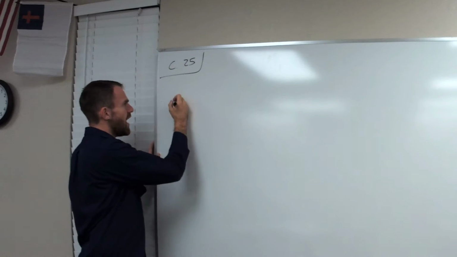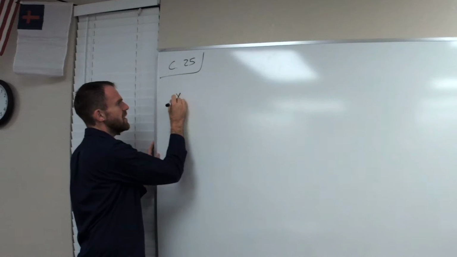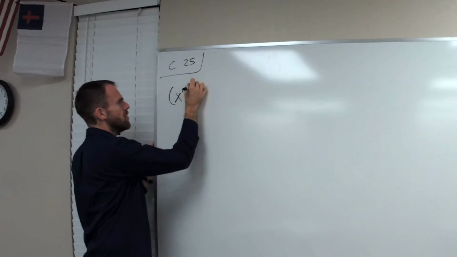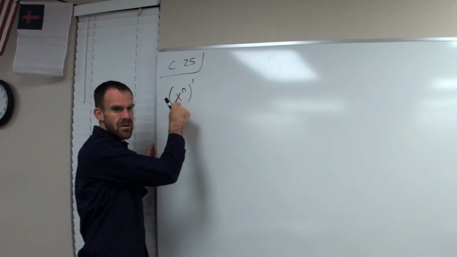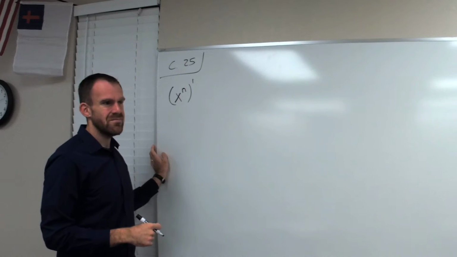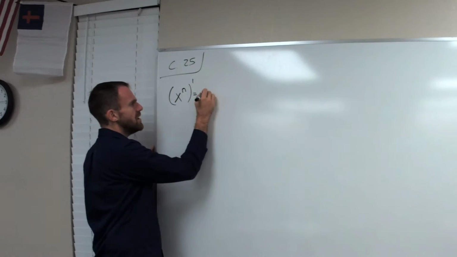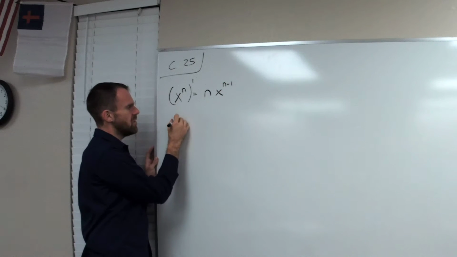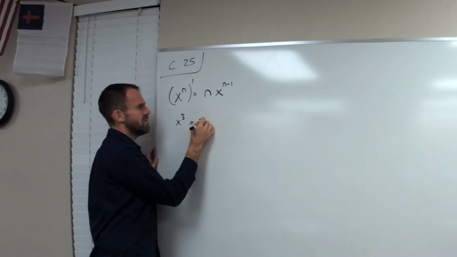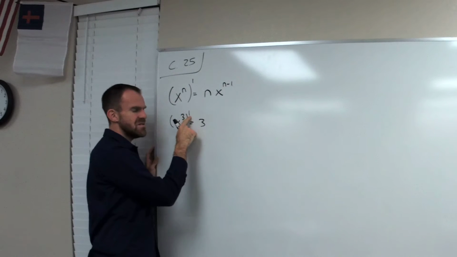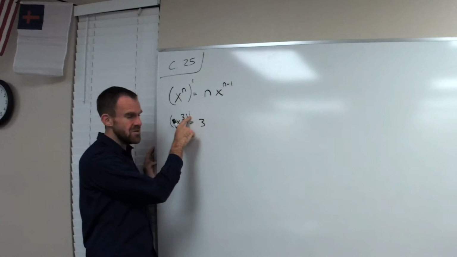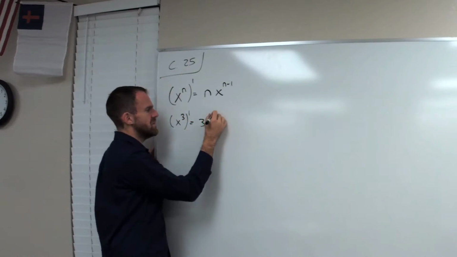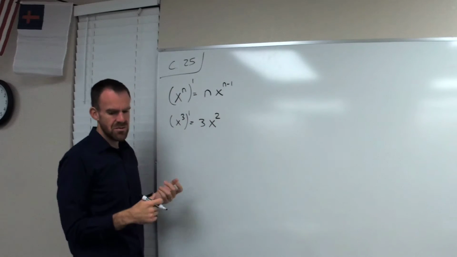Last lesson, we learned that the derivative of x to the n, where n is a real number, is that number times x to the n minus 1. So if we had x cubed, we did 3. This notation means the derivative, in case I didn't mention that.